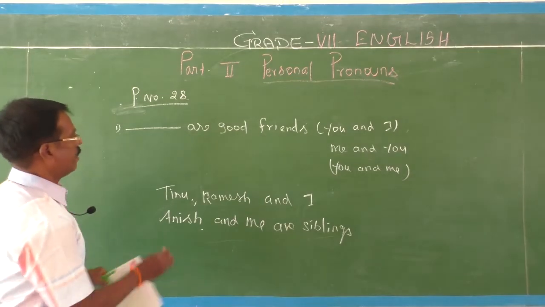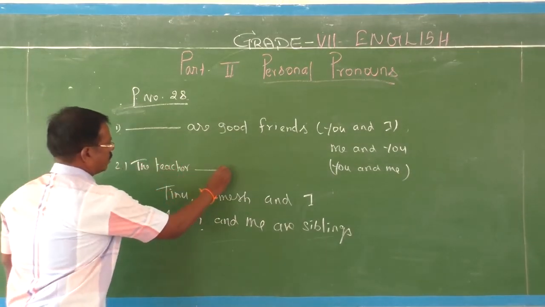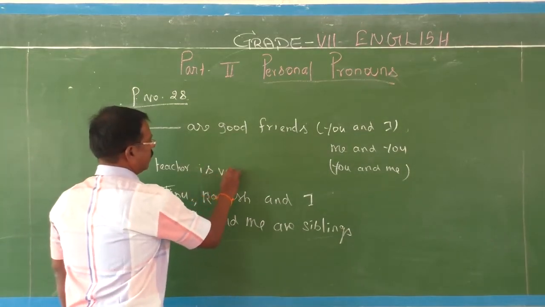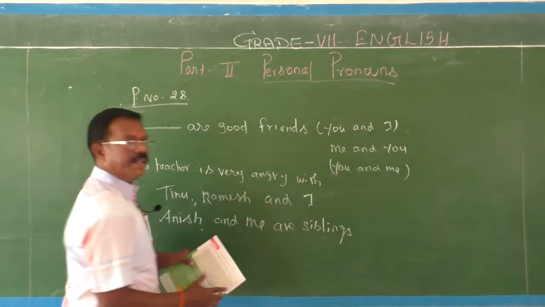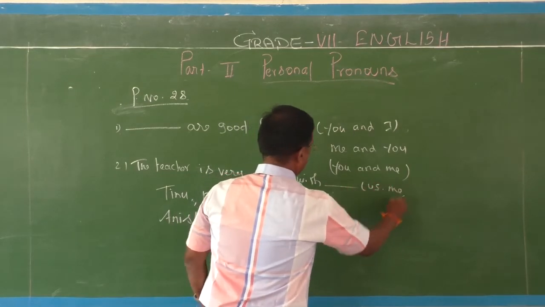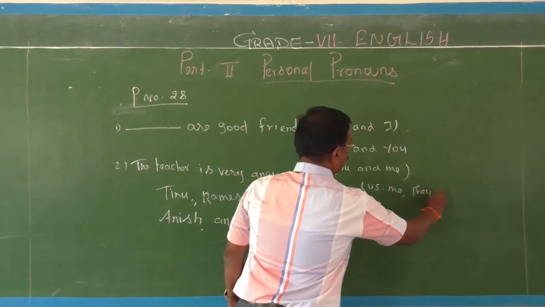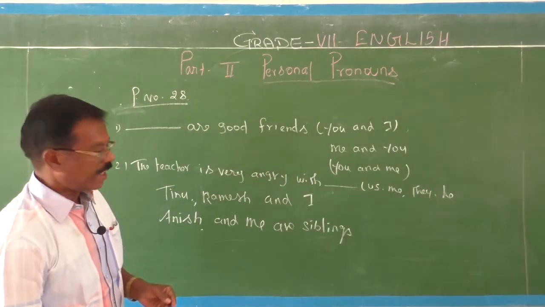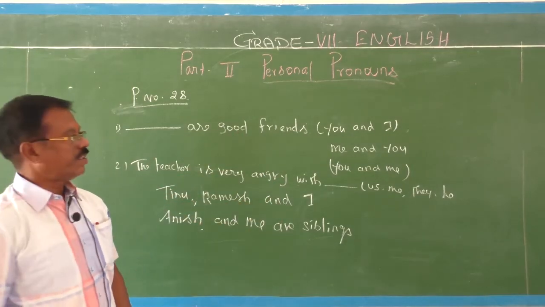Okay, and the second example: the teacher is very angry with dash. The options are us, me, they, he. The teacher is very angry with. So there you can use only the object form of the personal pronouns. Object form of the personal pronouns.